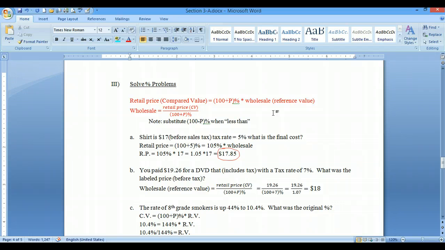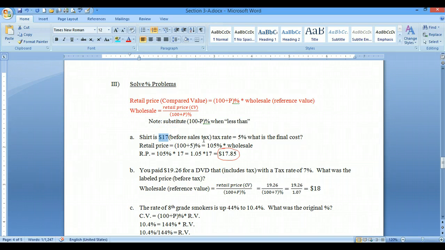This one's kind of tricky. A lot of people get the second one wrong. So we're going to go through it step by step. A shirt is $17 before sales tax. If the tax rate is 5%, what is the final cost? Most of us are okay with this one, and sometimes you use your old knowledge of just timesing it by 0.05 and adding that to 17. And you can do that. But to save yourself a step, if I have 5% for the sales tax, 100% covers the cost of the shirt, or $17.